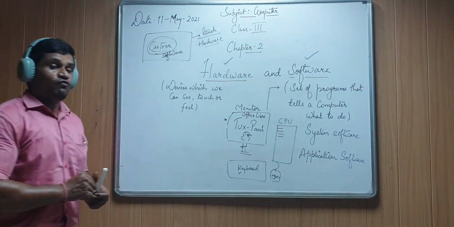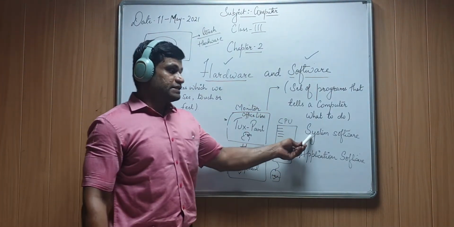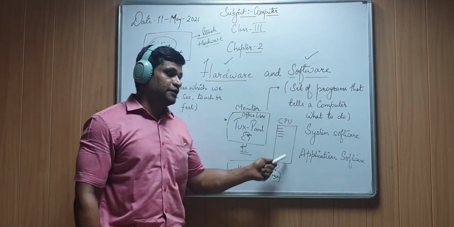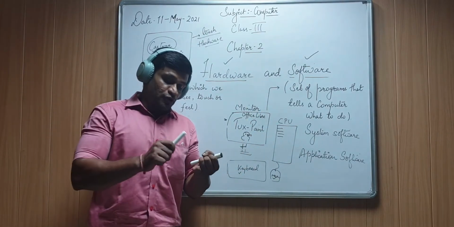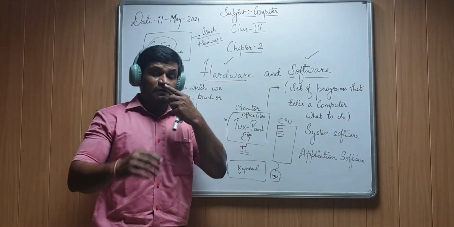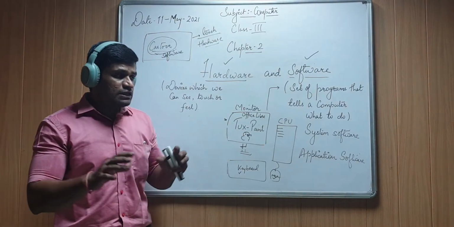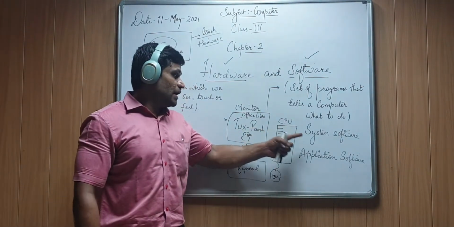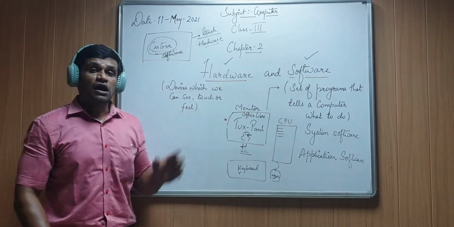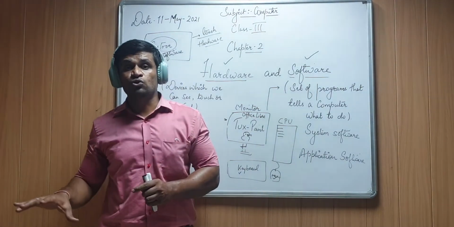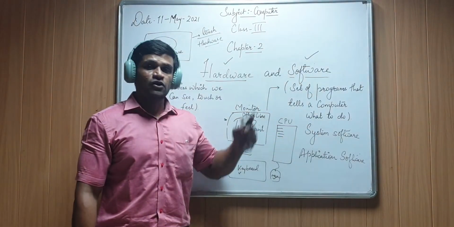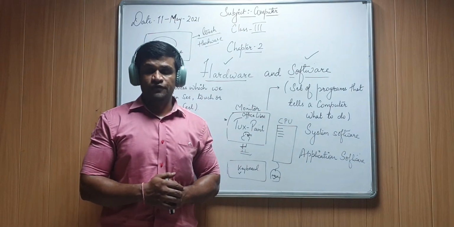Okay, now what is system software? System software manages the complete computer, complete working of the computer. Computer का on होना, computer will take input, will process, will give you output. All these things are controlled by system software. System software tells the computer how to do the work, how to store, how to open a program. All these things are explained or controlled by system software.